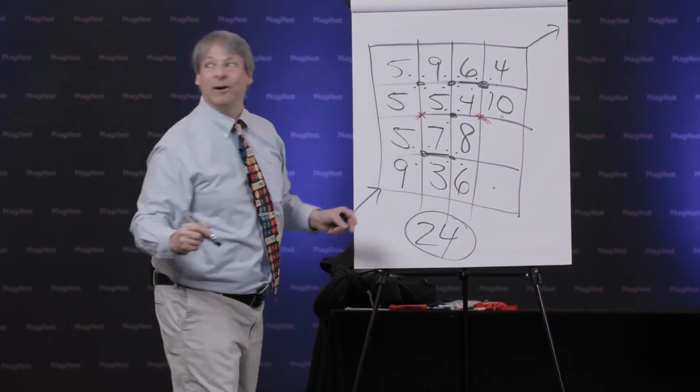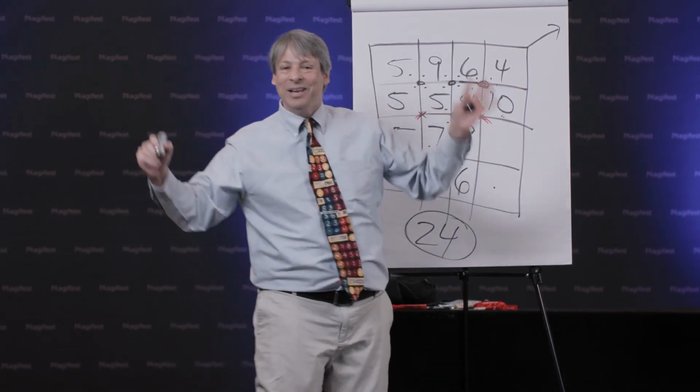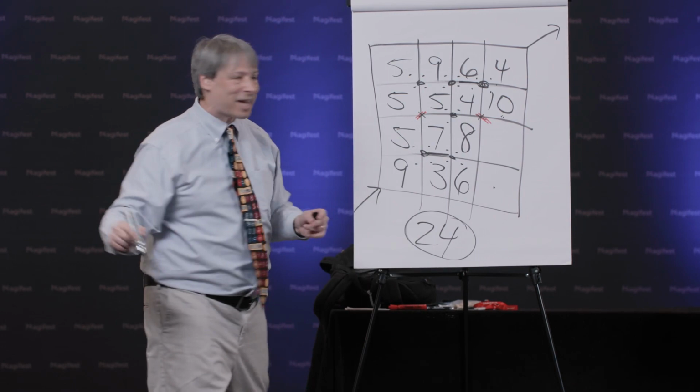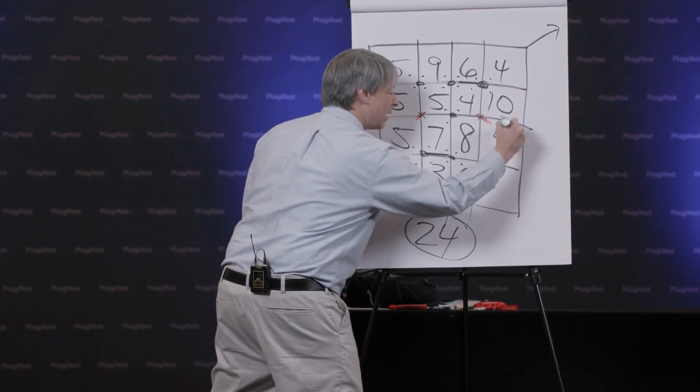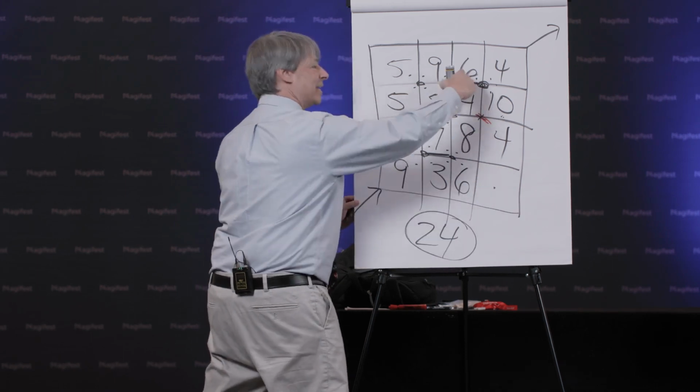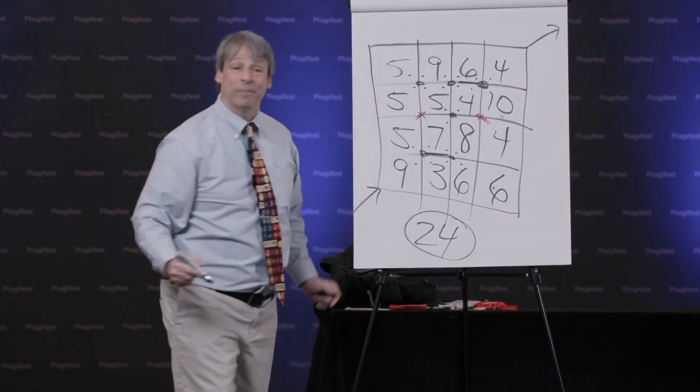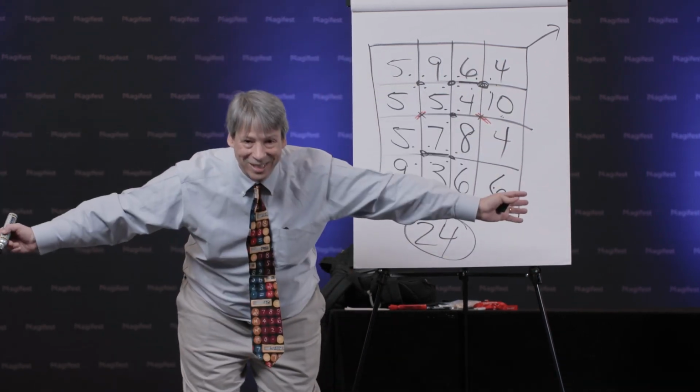Your brain's getting tired from all the adding and subtracting, so I save the easiest parts for last. This number is going to be what? 4, just slide it down. And this number is going to be what? 6, and that's the secret of the magic square. Thank you very much.